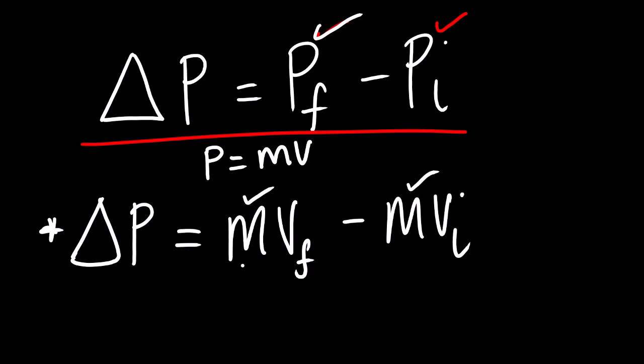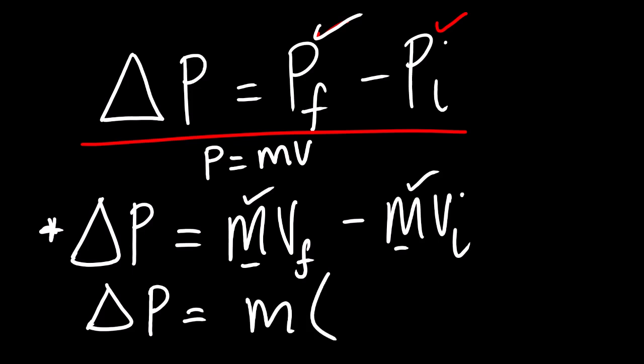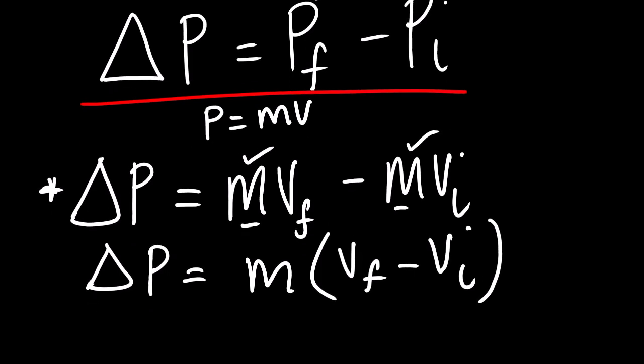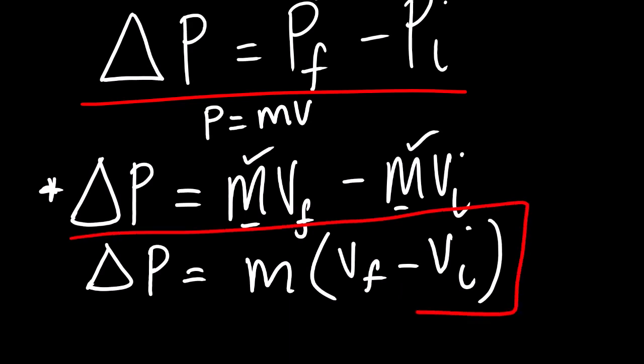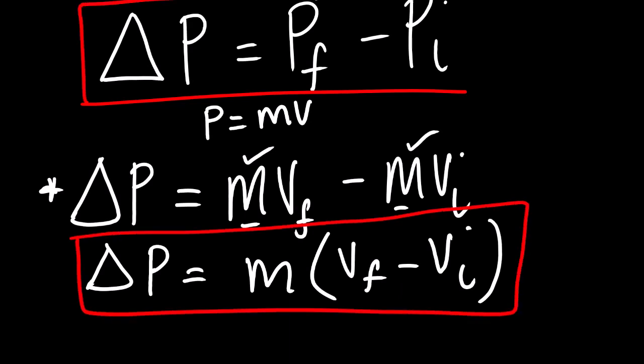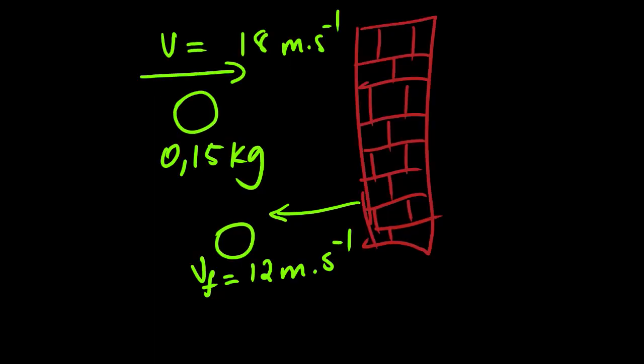So we can see that we have mass as our common physical quantity or variable. So we can factor out m and we are left with Vf minus Vi. So this is the expansion equation of this one, whereby this is the mass of the object, this is the final velocity of the object, this is the initial velocity of the object. Let us look at this example.